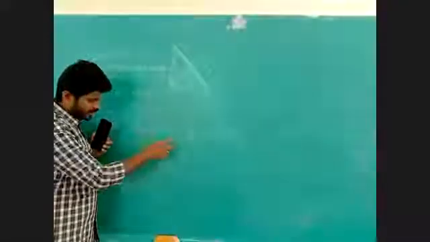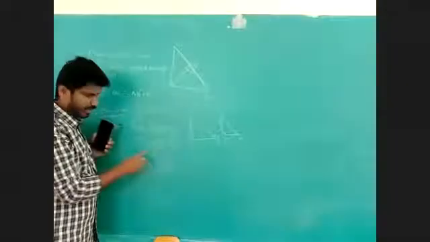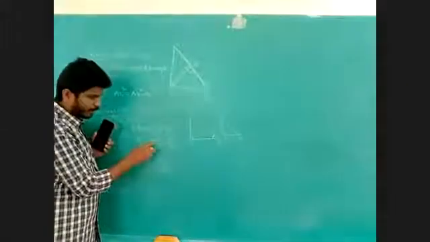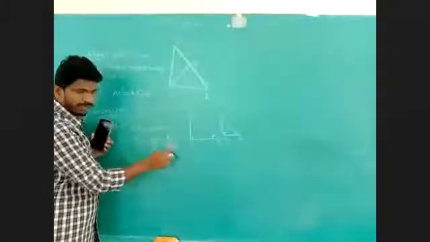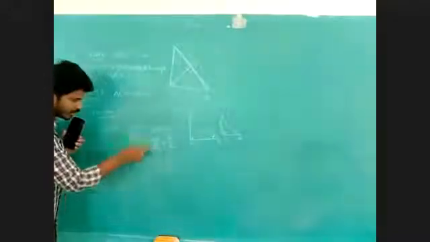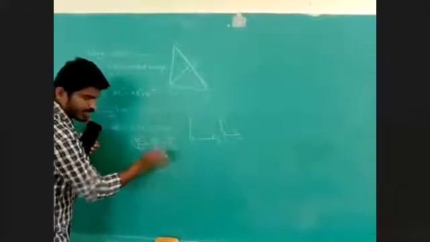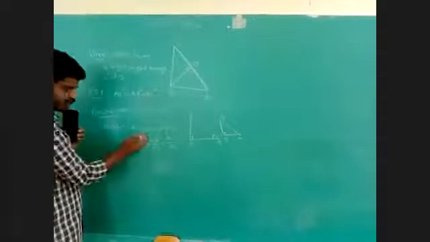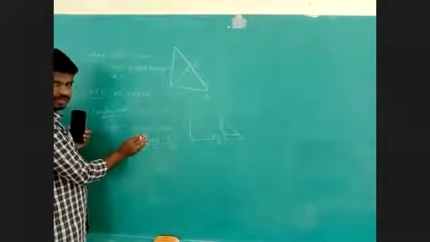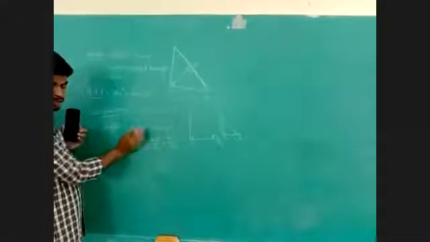BC is not there. BD is not there. AB is there. That's why you should take only these two corresponding sides. Remove this third corresponding side. Is it clear? You should take only two corresponding sides.